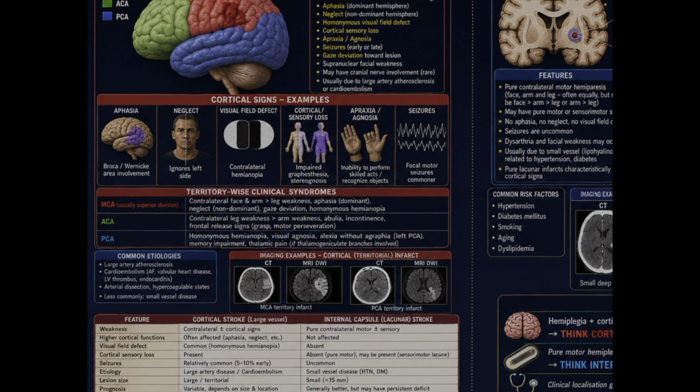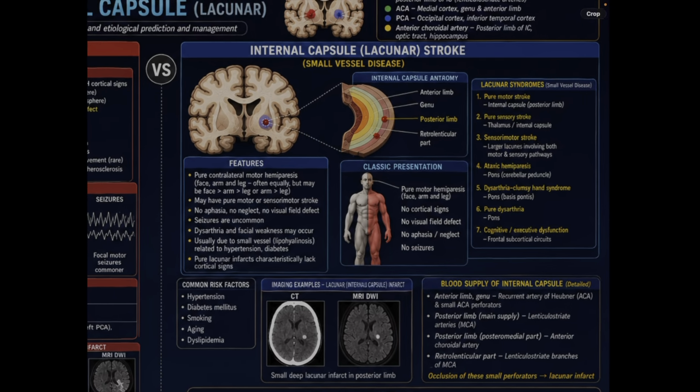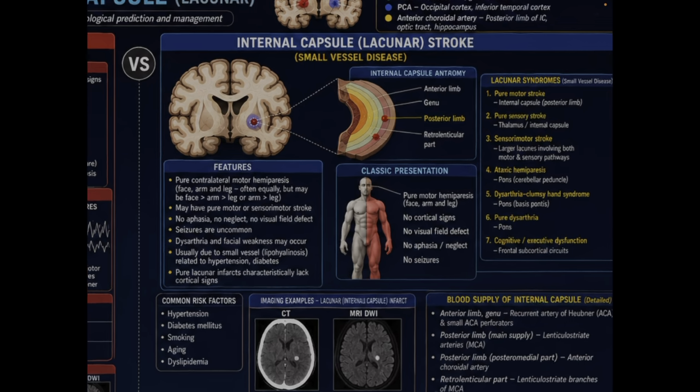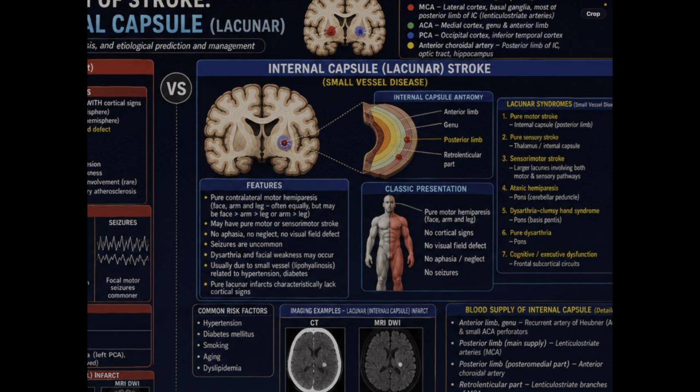Then coming to the internal capsule stroke. The internal capsule contains densely packed corticospinal and corticobulbar fibers. So most infarcts are lacunar strokes due to lipohyalinosis or microatheroma affecting the small penetrating arteries.